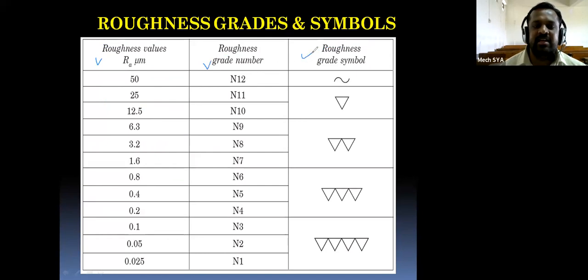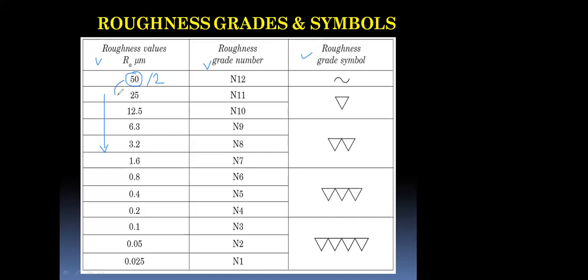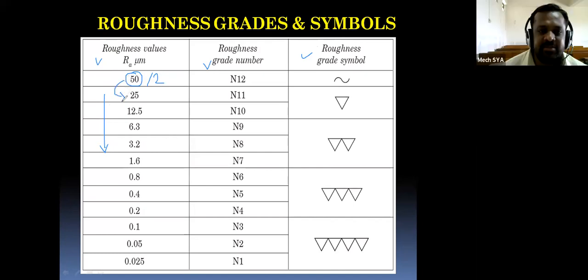How to remember the chart? Simple. You have to remember only the first surface roughness value, that is 50. And how to calculate the remaining surface roughness values? We just have to divide that 50 by 2. What is the answer? 25. So this is our second surface roughness value.